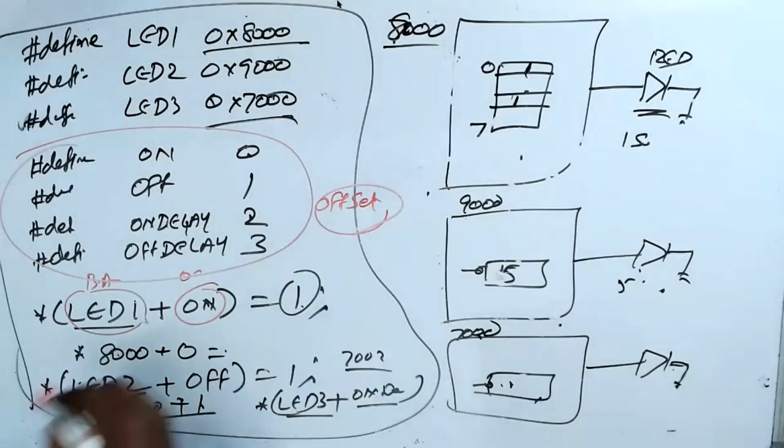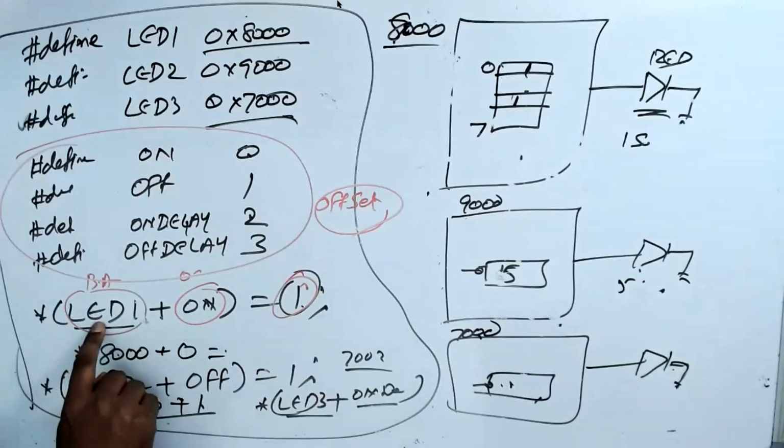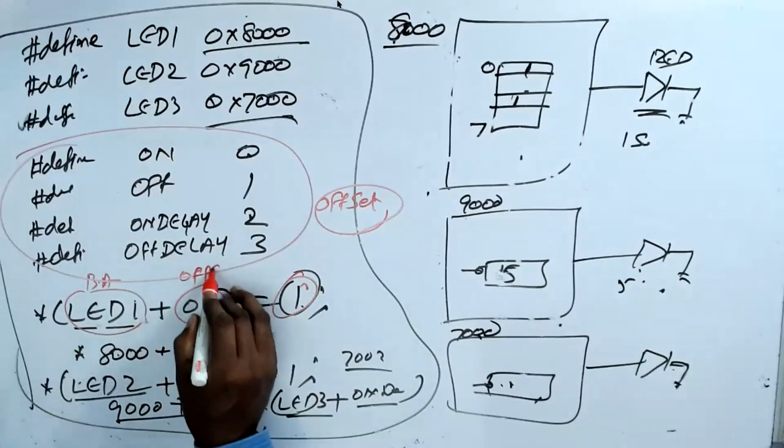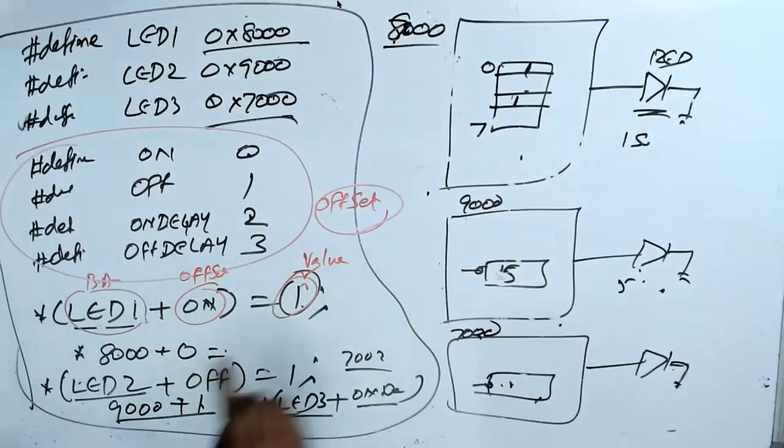Sir, 0, 1, 2, 3 are registers? Yeah. Got it, sir. This is the register, and what I'm writing is a value. So this is the base address, this is the offset, and this is the value. Based on the value, that game will behave. That's the trick.